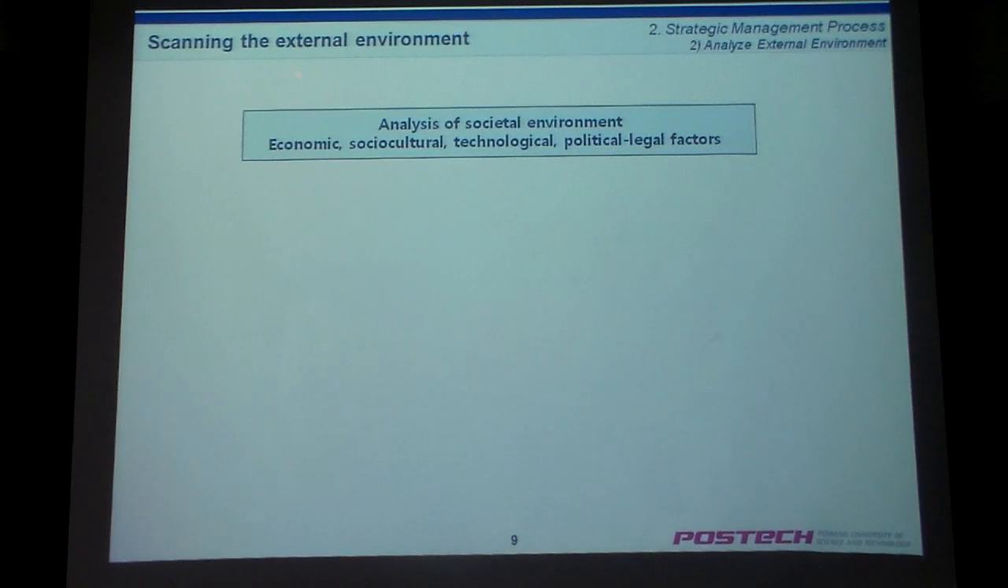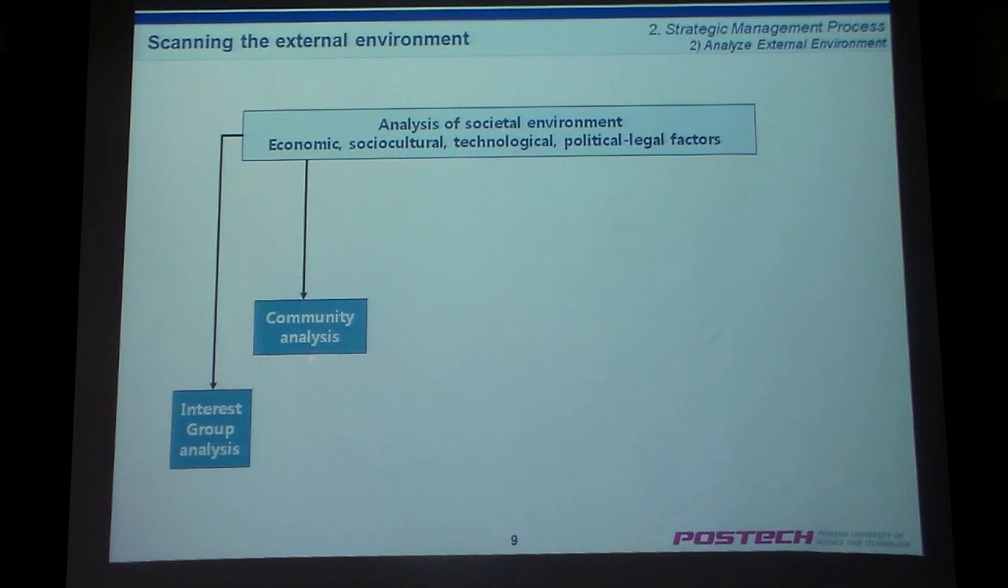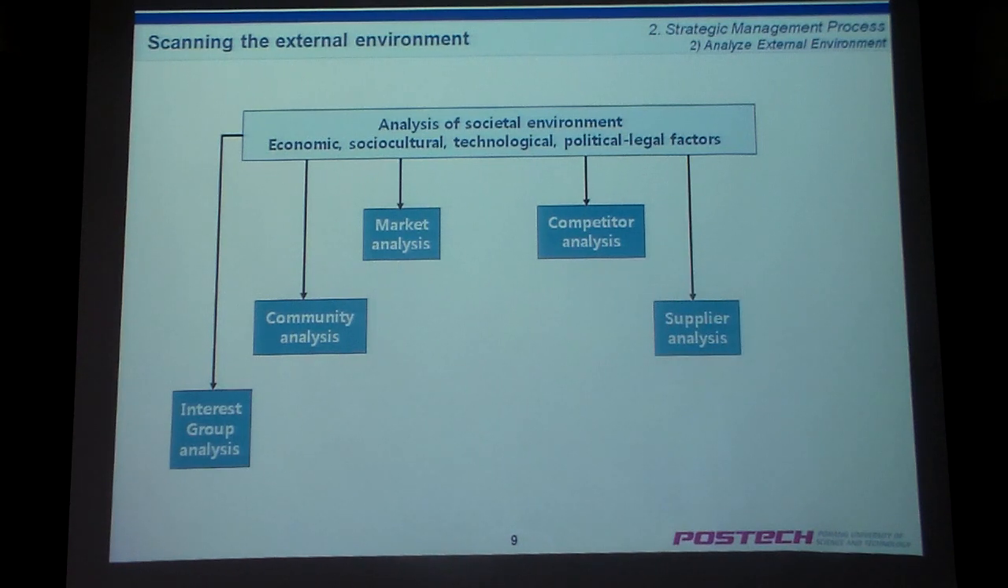So in scanning, you have to scan the external environment and analyze the economic, social, cultural, technological, and political legal factors. And then there is the interest group analysis and community analysis. So you have to analyze interest groups and communities, and the market analysis, competitor analysis, supplier analysis, and government analysis. From the external environment, you go into the interest group analysis, community, markets, competitors, suppliers, and government analysis. These analyses are related to some extent to task and industry analysis.